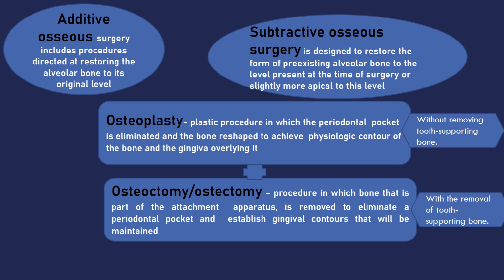Whereas subtractive osseous surgery is designed to restore the form of pre-existing alveolar bone, not to the original level. We are just restoring the form of pre-existing alveolar bone to the level present at the time of the surgery or slightly apical. So we are just reshaping or recontouring, making it favorable in a way to have proper periodontal maintenance and oral hygiene maintenance. So there are two techniques coming under this, osteoplasty and ostectomy, and one or both of these procedures can be used to produce the desired result.